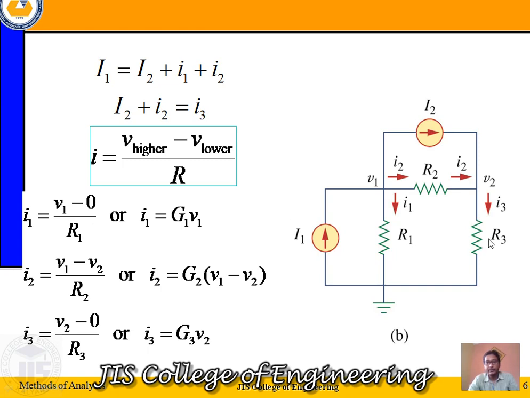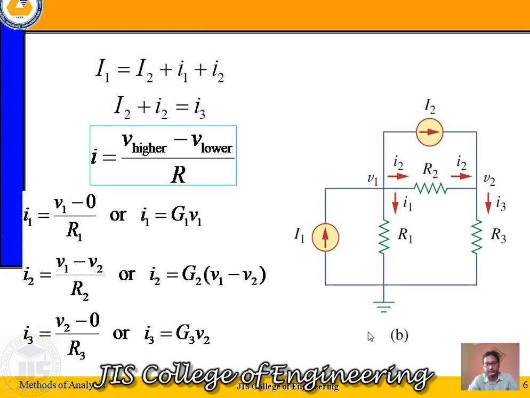Similarly, what can we write for this I2? For this I2, obviously it will be V1 minus V2 divided by this R2 resistance. Similarly, what can we write for this I3 current? For this small I3 current, we write V2, the higher potential, minus 0, since this ground point has a potential of 0. So for I3, the voltage difference V2 minus 0 divided by this R3 resistance.